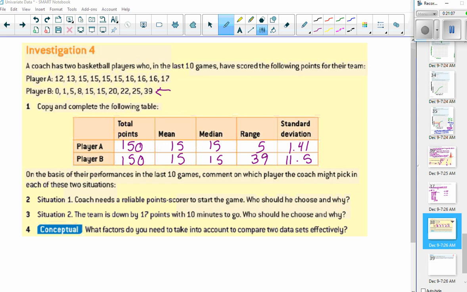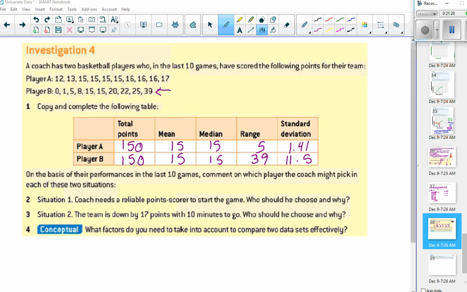What you'll notice is they both scored exactly the same number of points. They both have the same mean and the same median. Their ranges are quite different, so maybe you can make an assumption based on their ranges, and their standard deviations are also quite different. So if you need a reliable point scorer, who are you going to choose?